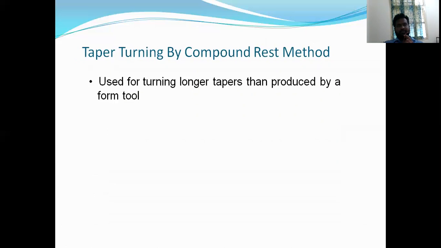So this is the second method. The first one is the form tool method, in which the tool has the same shape as the desired taper on the workpiece. Now the second method is the compound rest method. It is used for turning longer tapers than those produced by a form tool.